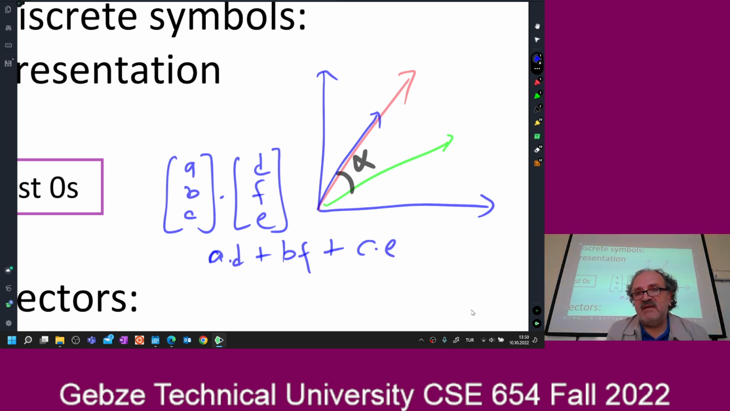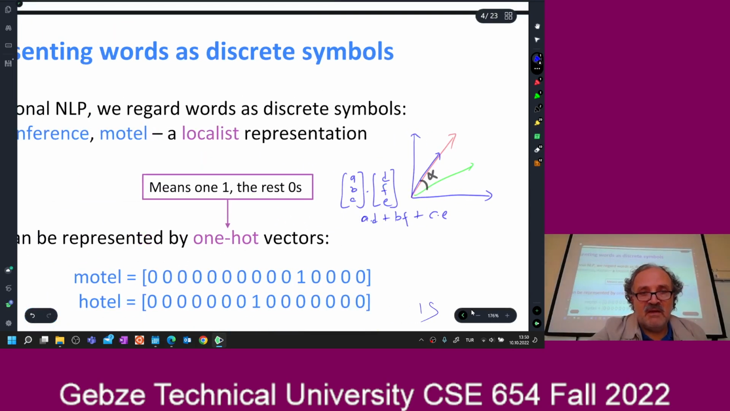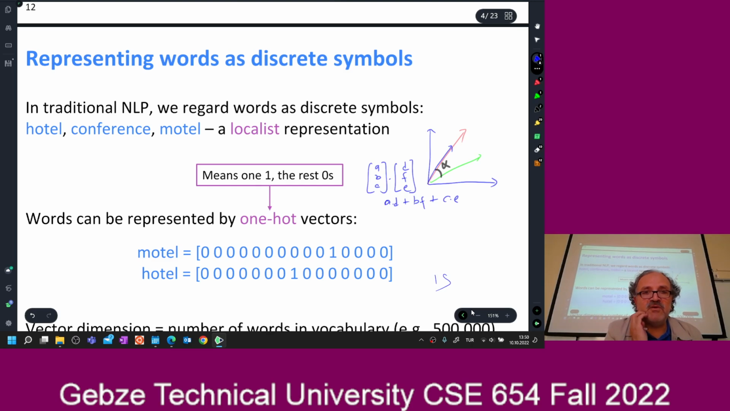Smaller the angle between them, larger the dot product. So that's very nice. That means what? If I assign a single vector for each word in my dictionary, then to measure the similarity between two words, all I want to do is just take the dot product between these two vectors. Okay, that's what we are going to do.